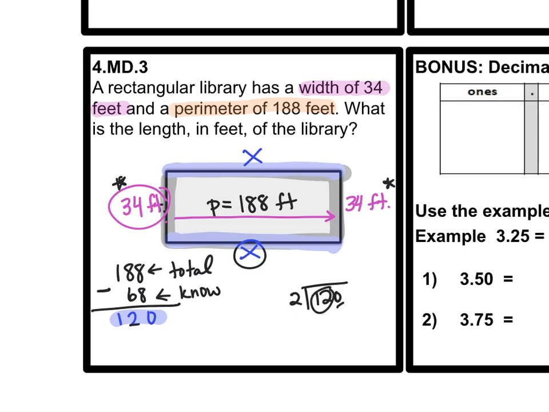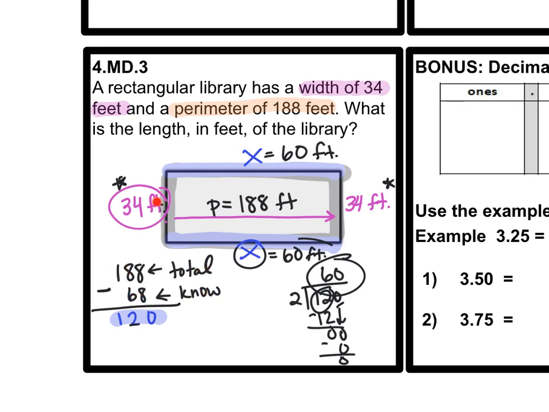So 2 fits in 12 6 times. 6 times 2 is 12. Subtract. Bring down your 0. 2 fits in 0 0 times. 2 times 0 is 0. Subtract. You have nothing left. So each side is going to equal 60. So what is the length in feet of the library? 60 feet.